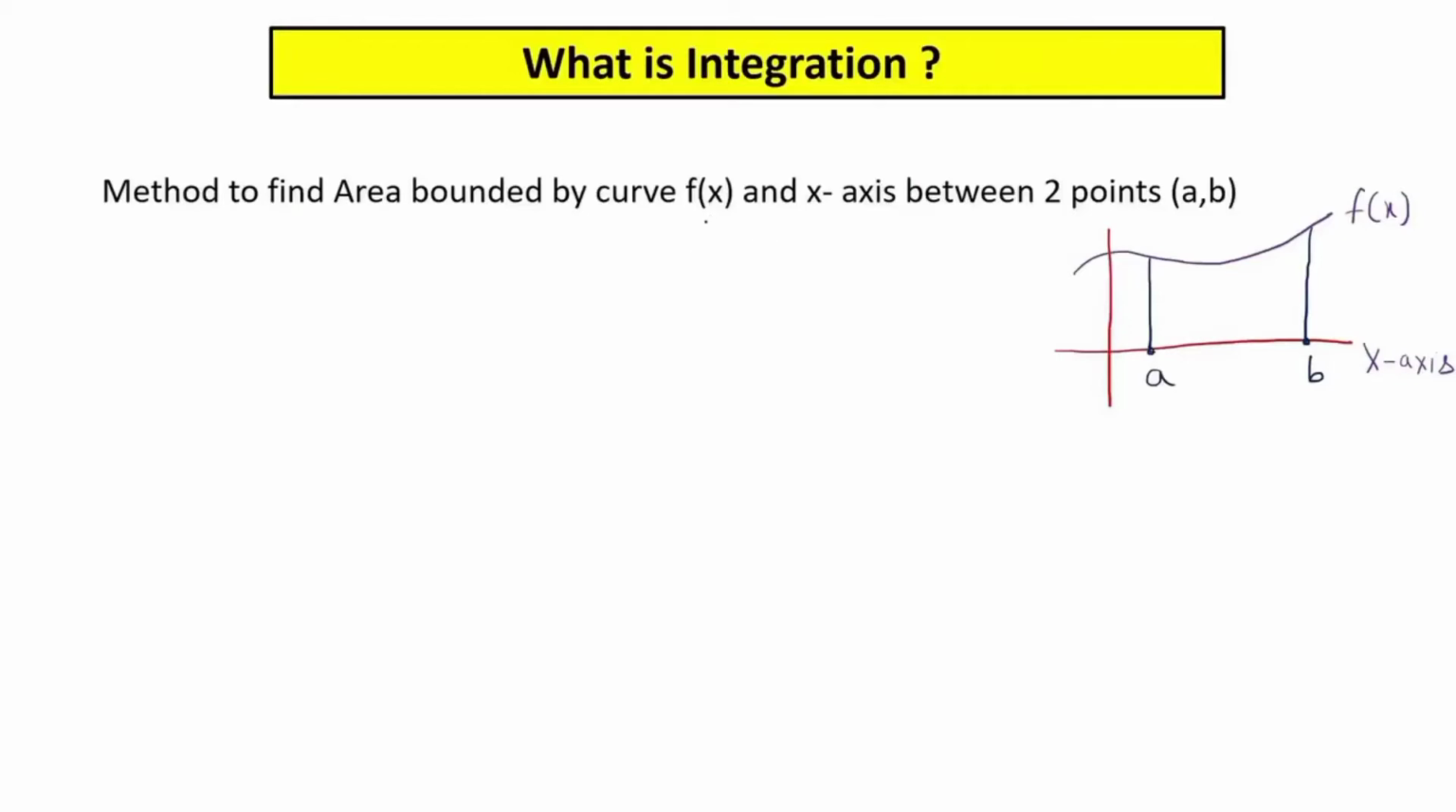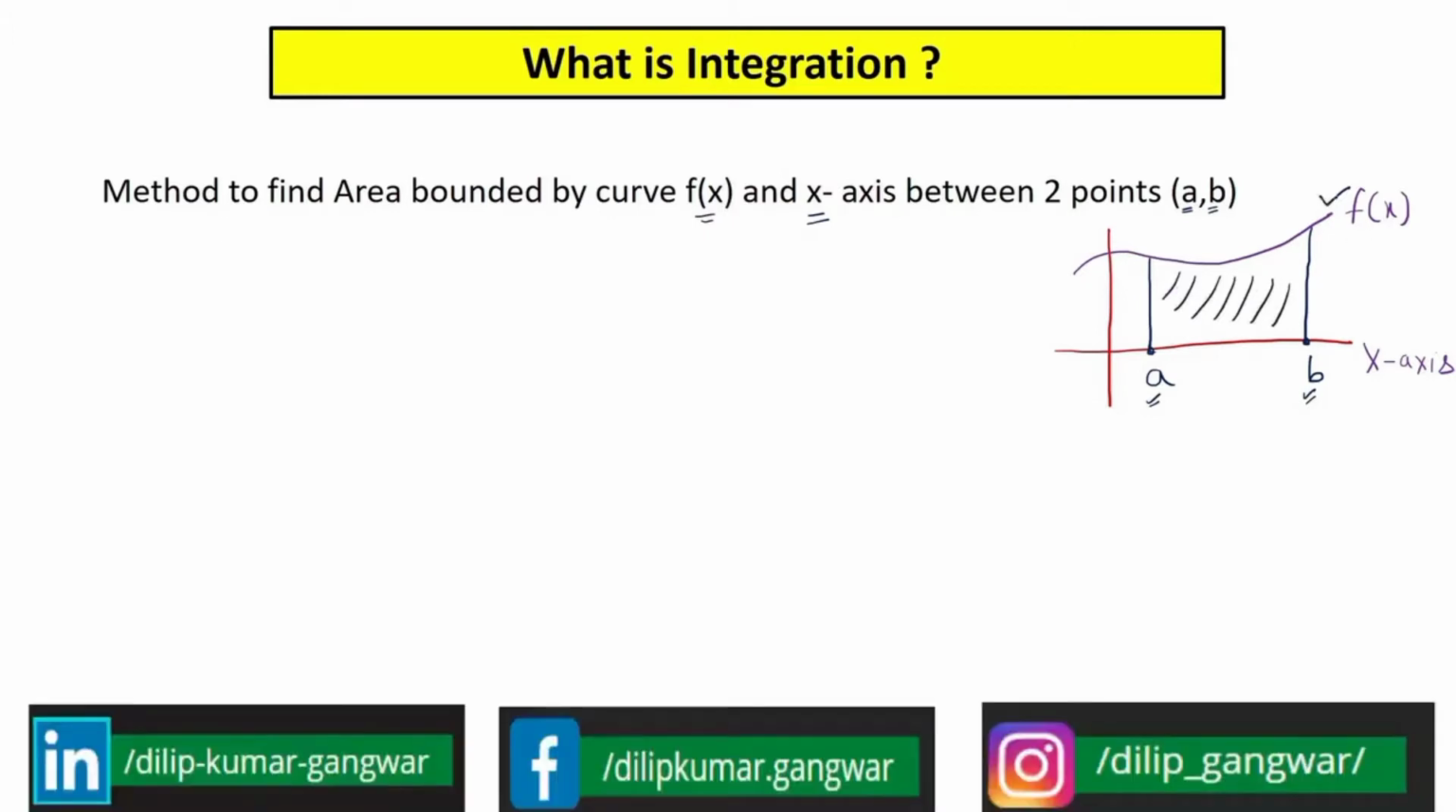The area under the curve f(x) and the x-axis between 2 points, let's say A and B. So here you can see you have the f(x) curve and here you have the 2 points A and B. So the area, that is this area, it is the integration of this function f(x) between the points A and B. Okay, so this is the physical meaning of the integration.